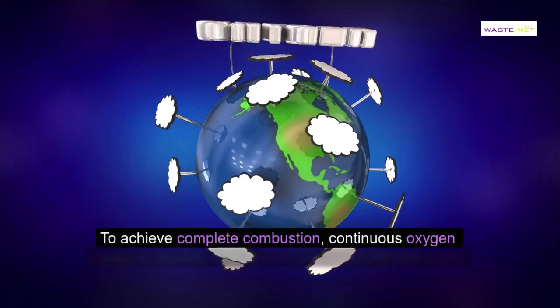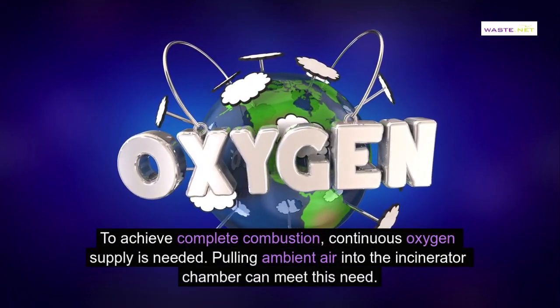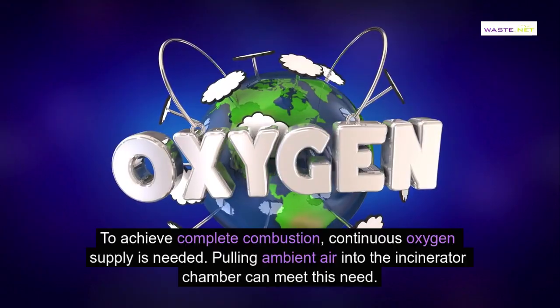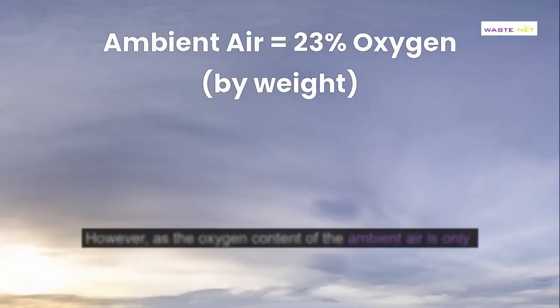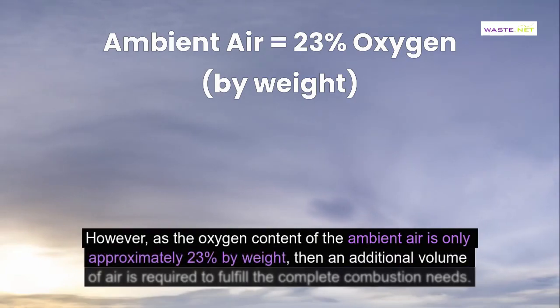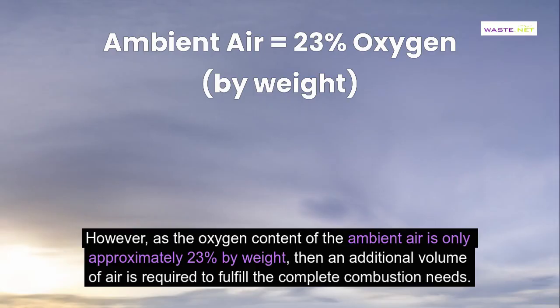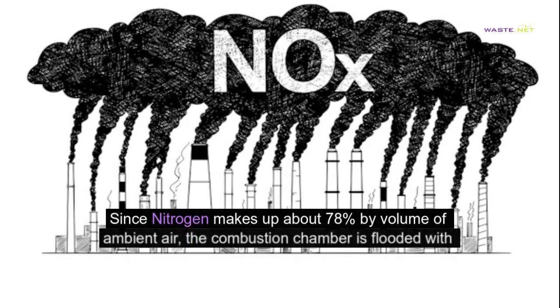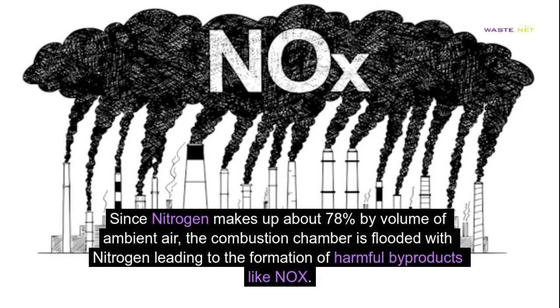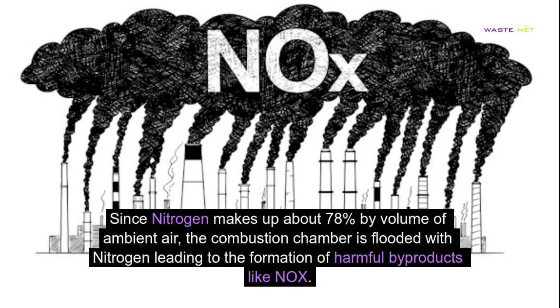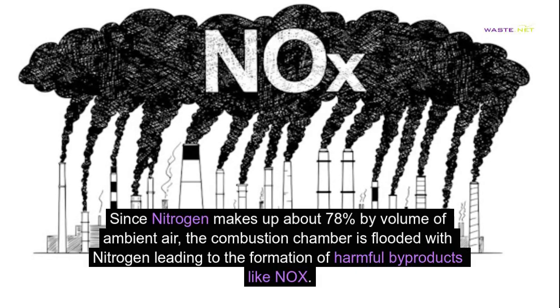To achieve complete combustion, continuous oxygen supply is needed. Pulling ambient air into the incinerator chamber can meet this need. However, as the oxygen content of the ambient air is only approximately 23% by weight, then an additional volume of air is required to fulfill the complete combustion needs. Since nitrogen makes up about 78% by volume of ambient air, the combustion chamber is flooded with nitrogen, leading to the formation of harmful byproducts like NOx.